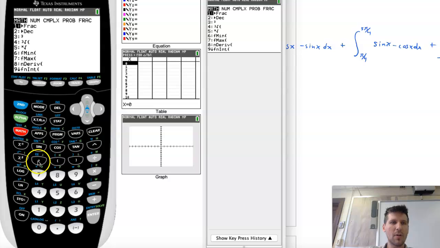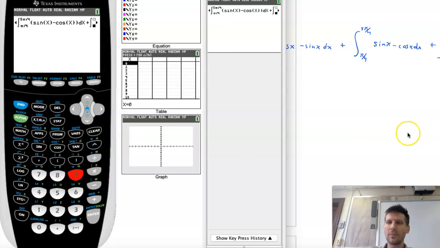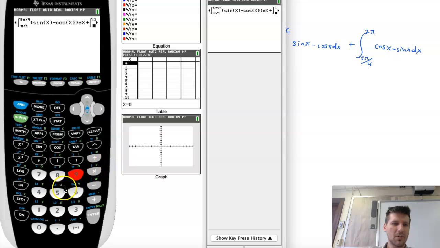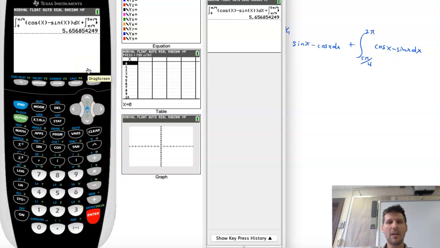My third integral, math 9. Let's take a look. So this goes from 5 pi over 4 to 2 pi, which is the end of the interval of x values for this. And this is back to my cos of x being my upper function, minus sine of x dx.